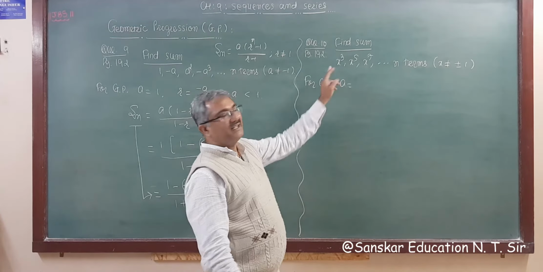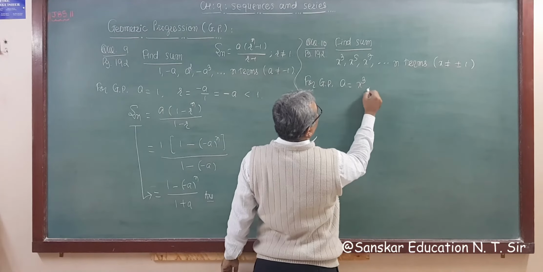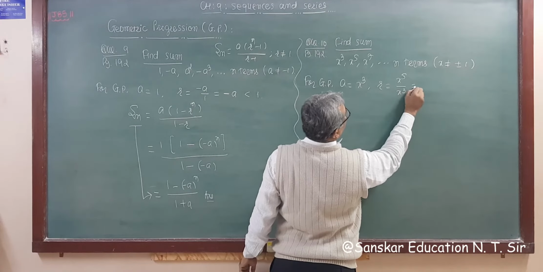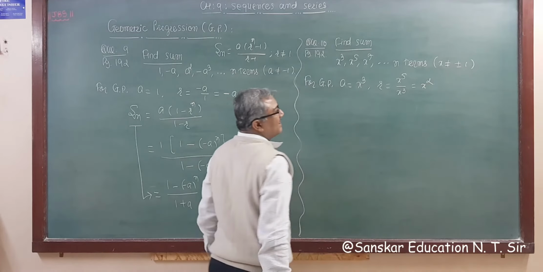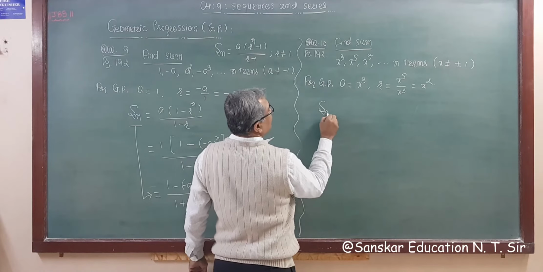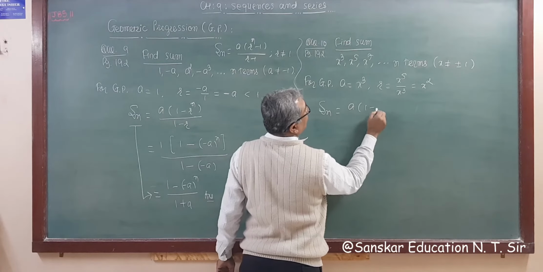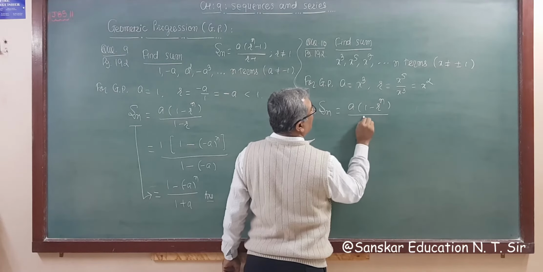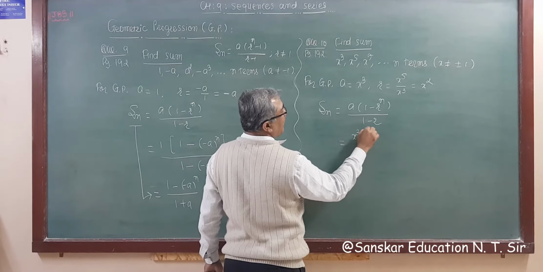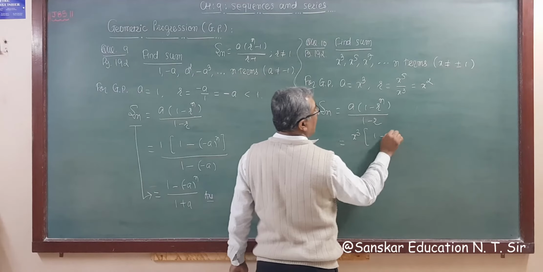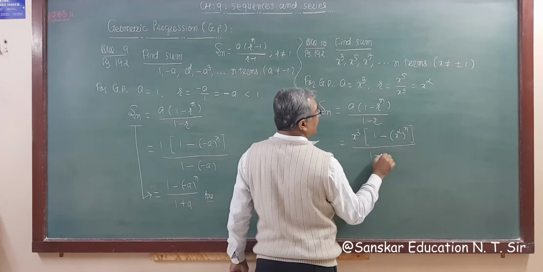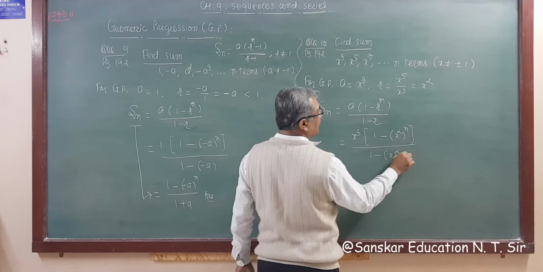So what is a? x cube. Common ratio r is equal to x raised to 5 upon x cube, that is x square, right? Is again less than 1 if you take. So Sn is equal to a times 1 minus r raised to n upon 1 minus r formula. A is x cube. This is 1 minus r, r is x square raised to n whole upon 1 minus r, where r is x square, right?